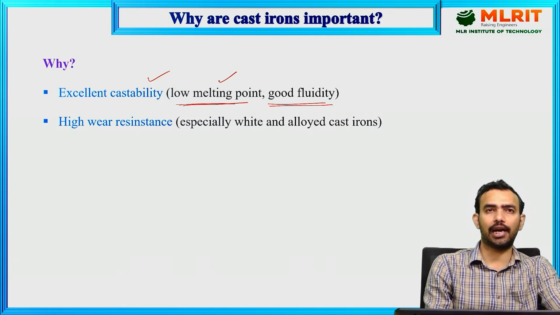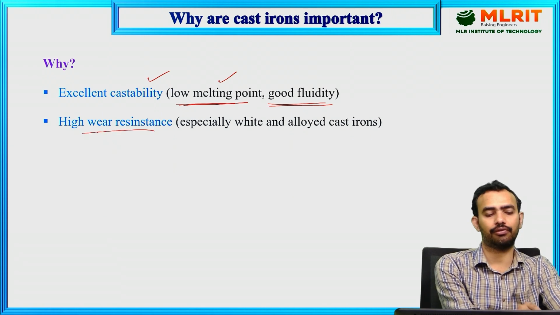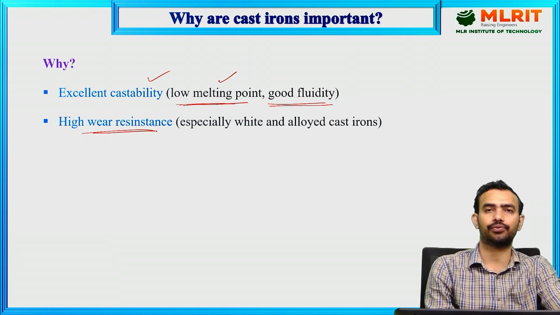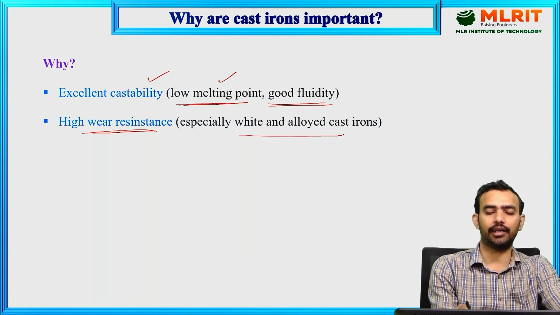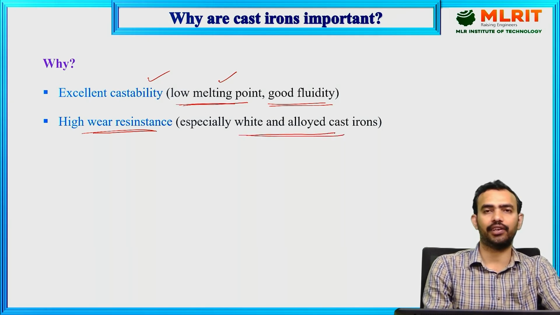Then they also have very high wear resistance. From where is this wear resistance coming? That is from the presence of iron carbide, which offers a very high hardness along with high wear resistance. Especially the white and alloyed cast irons have the highest wear resistance among the other cast irons.